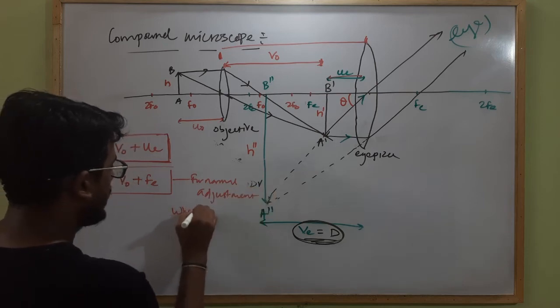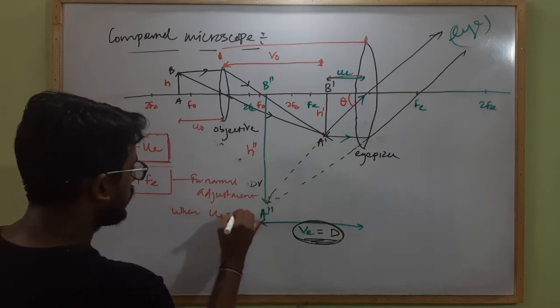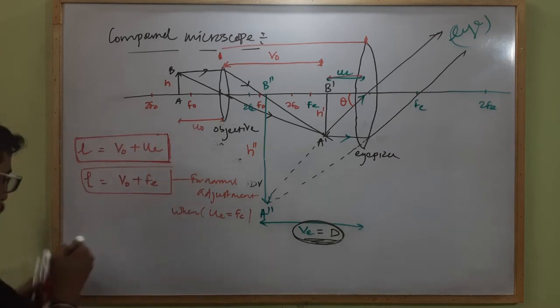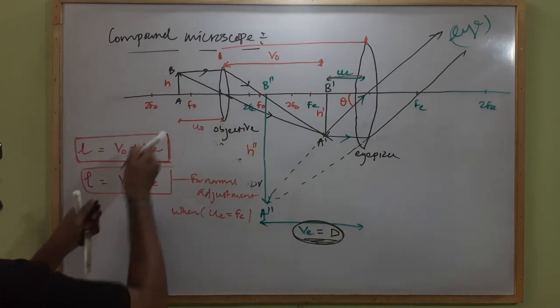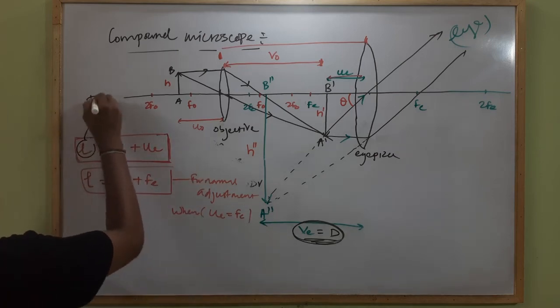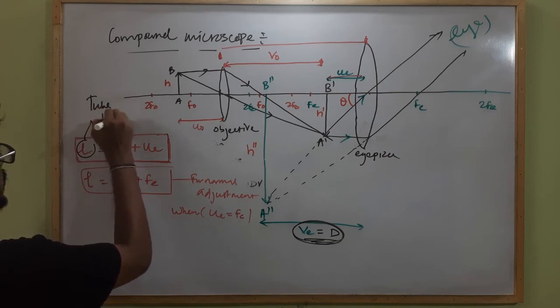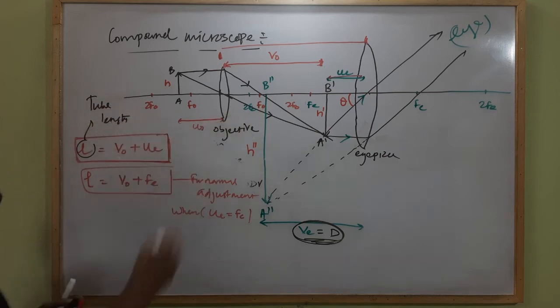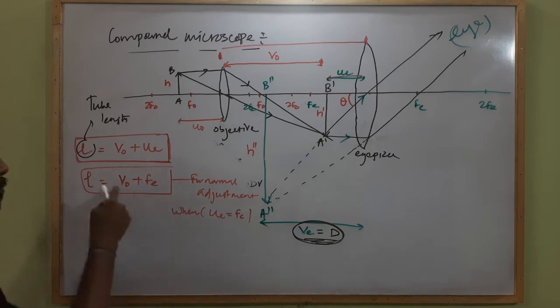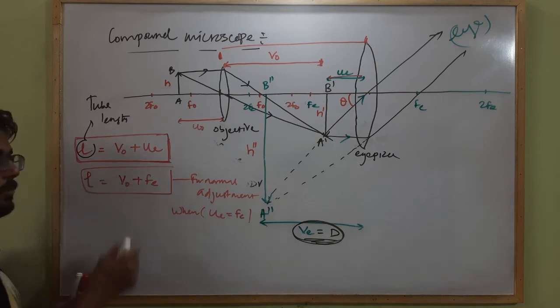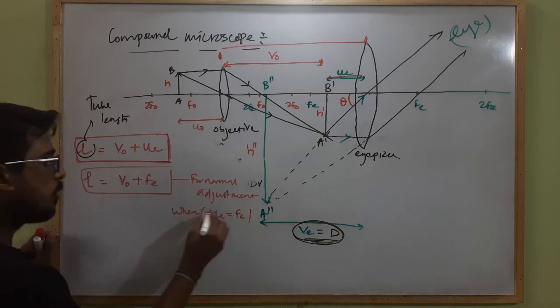When UE equal to FE. So L is what? L is known as tube length of the given compound microscope. So for normal adjustment, the tube length equals V naught plus FE, because FE equals UE for normal adjustment.